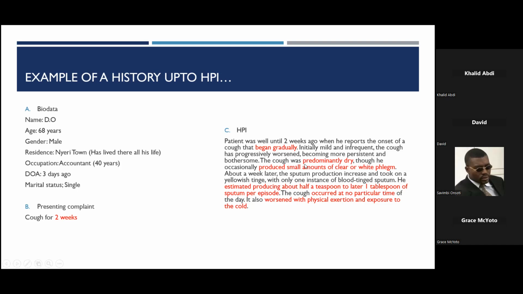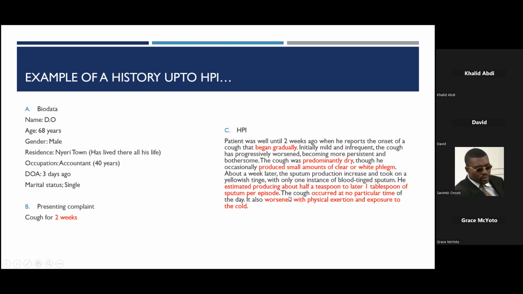Also, this other statement, it was predominantly dry, occasionally produced small amounts of clear or white phlegm. Then a week later, production increased and took on a yellowish tinge. Only one instance of blood-tinged sputum, estimated producing half a teaspoon to 1 tablespoon per episode.